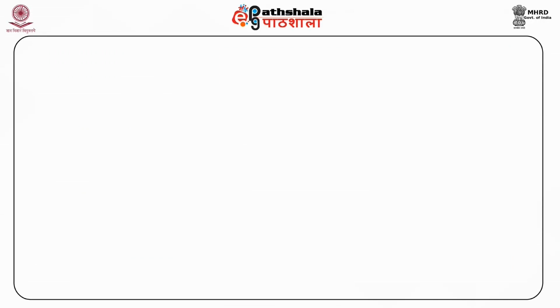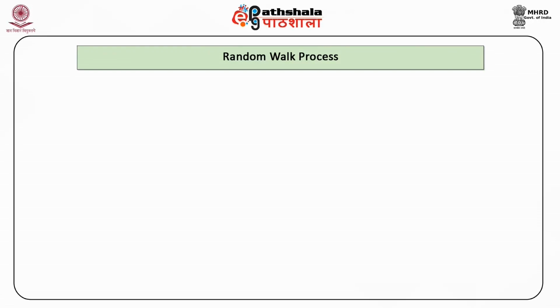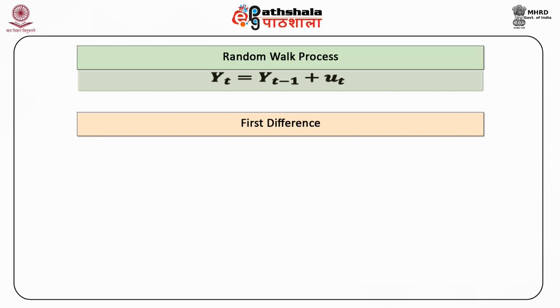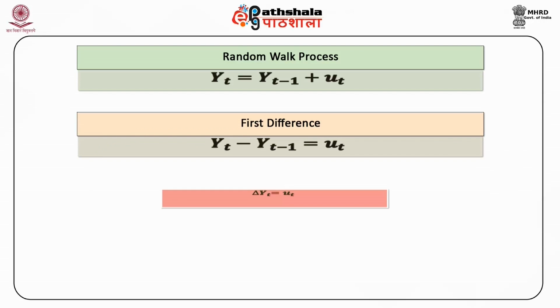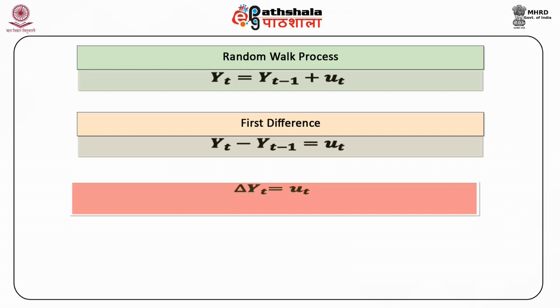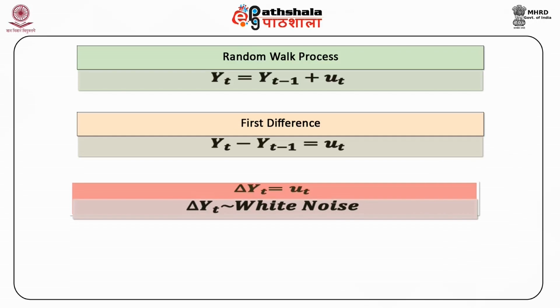Now let us go back to the random walk process expressed in the form of the equation yt is equal to yt minus 1 plus ut. We take the first difference and we get yt minus yt minus 1 is equal to ut. This implies delta yt is equal to ut. In simple words, we can say that the first order difference is approximately equal to the white noise. That is, delta yt is approximately equal to the white noise term.